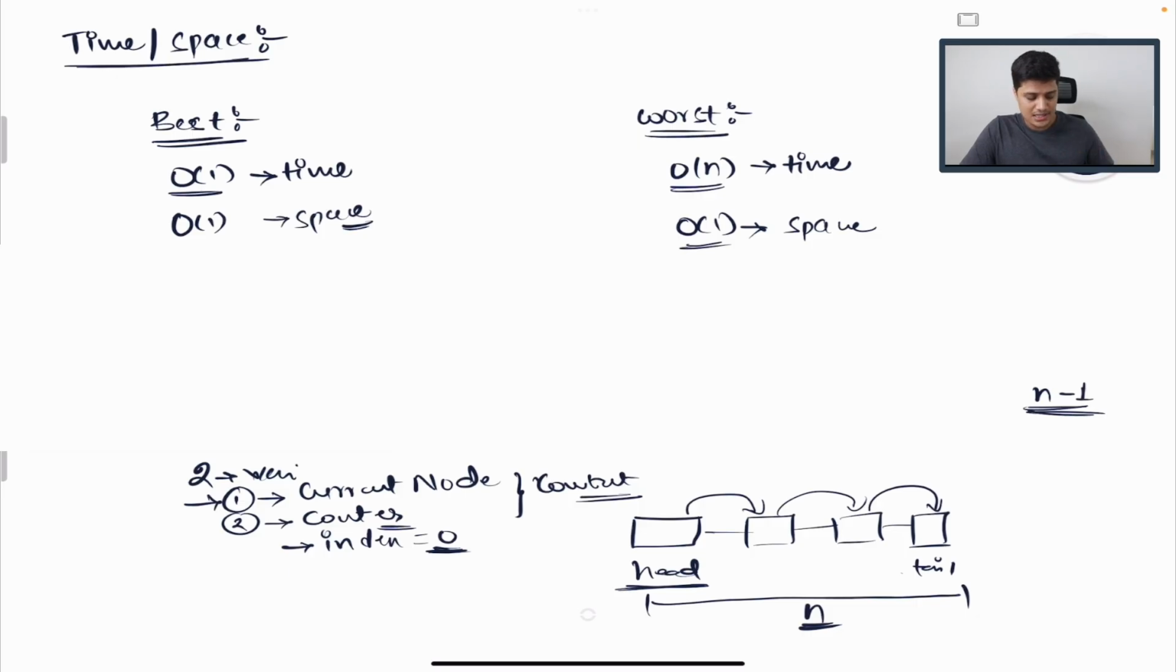So that is the way we calculate the time complexity and space complexity for the get operation on a singly linked list. In the next video we will see how we can reuse this get functionality for implementing the set functionality on a singly linked list.